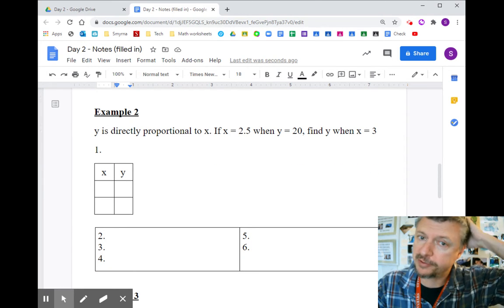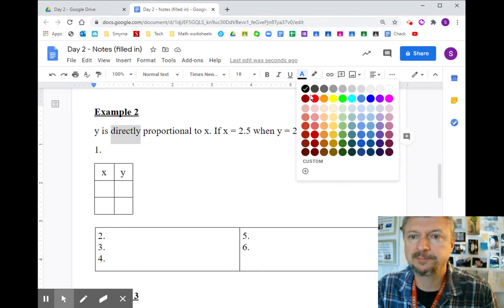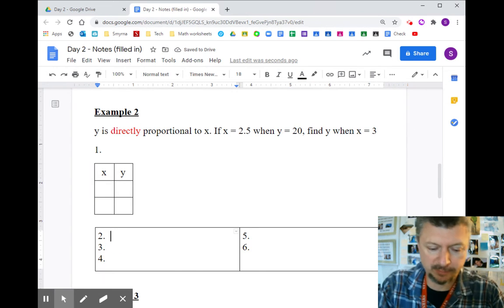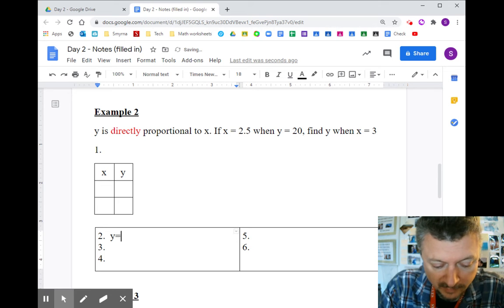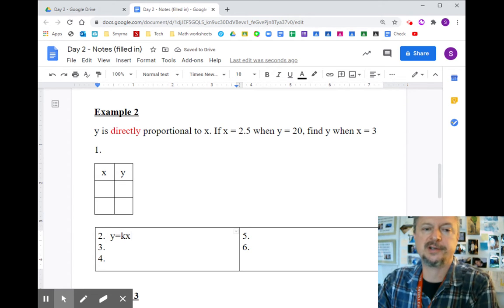Y is directly proportional to x. Again, we have direct. Direct right there, right? So we know number 2 is going to be y equals kx. Step 2 is to just write that down. What kind of variation it is, the equation.